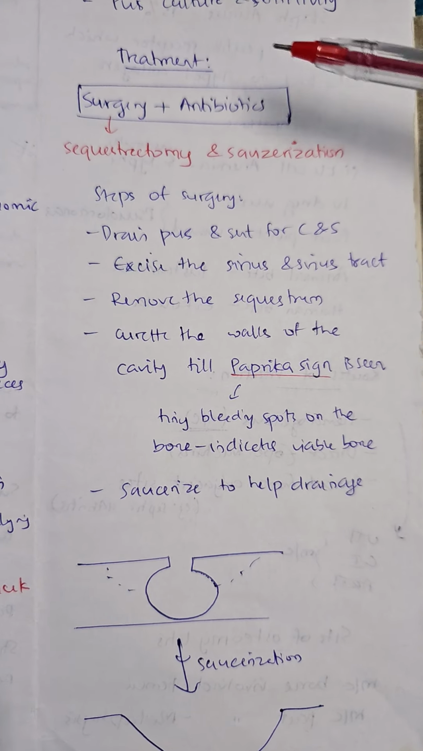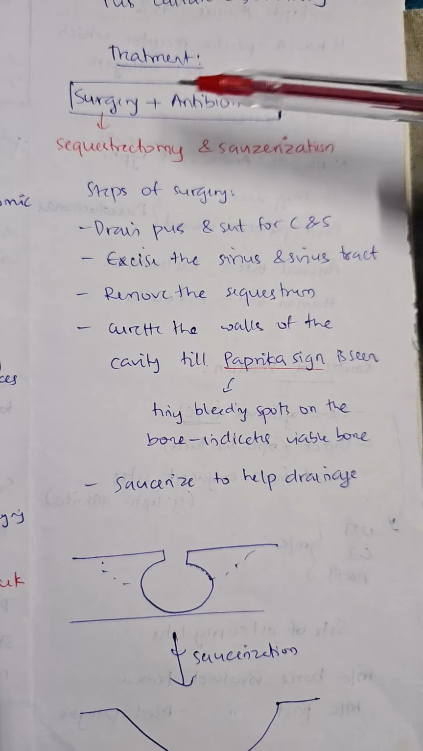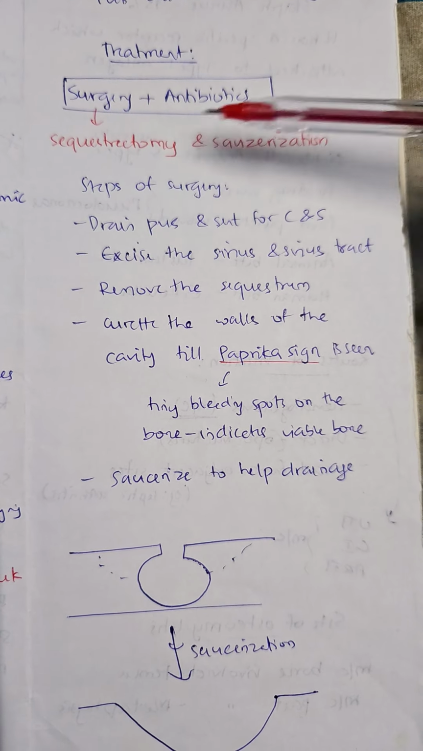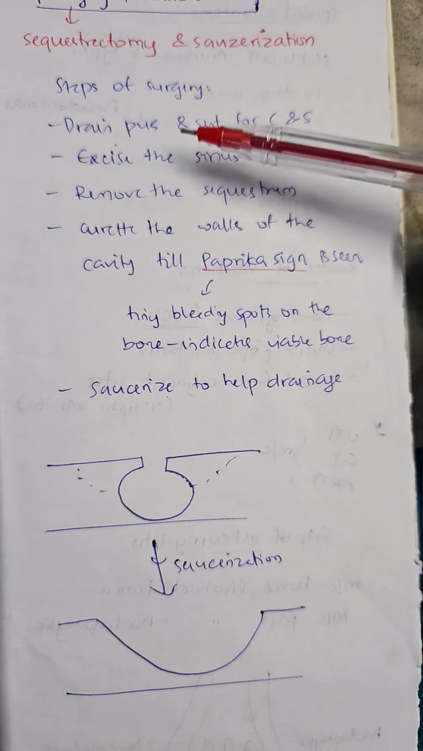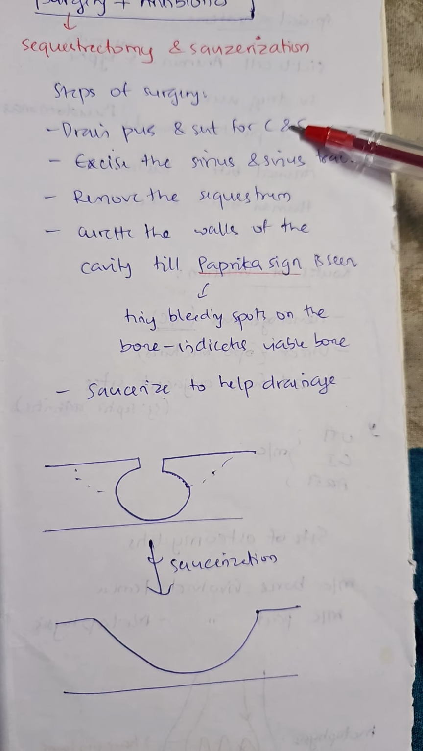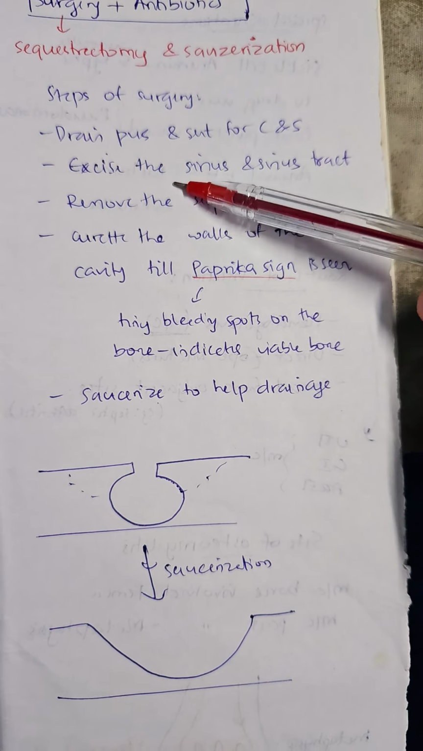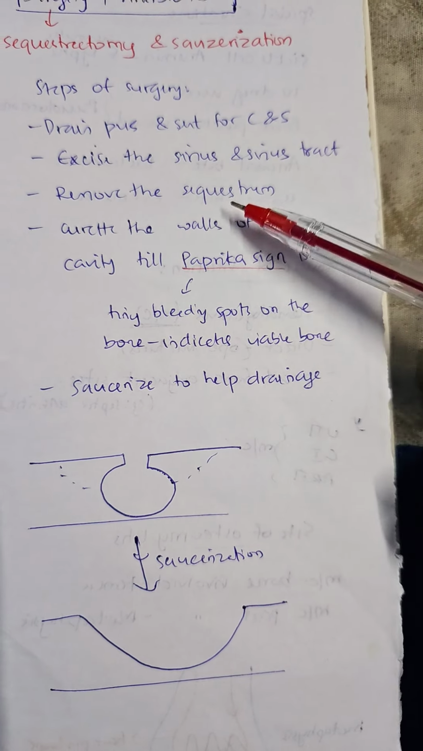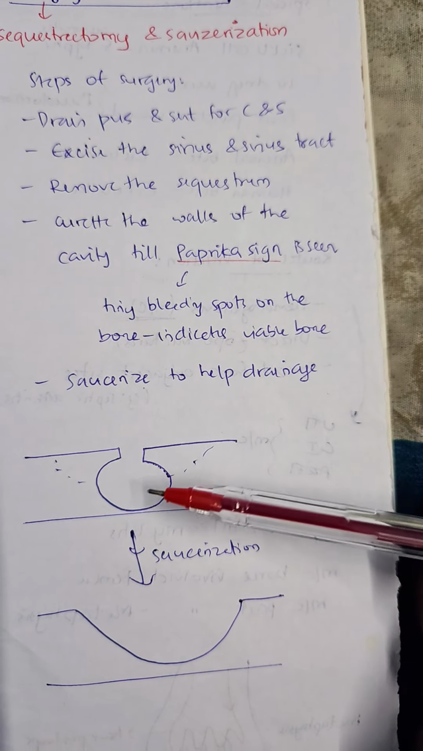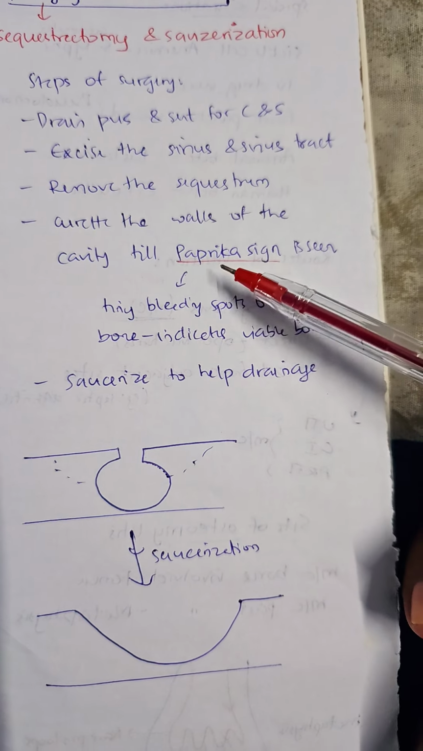So treatment includes both surgery and antibiotics. What is the surgery which is done? It is sequestrectomy and saucerization. So steps of surgery. First you have to drain the pus and send it for culture and sensitivity. Now you have to excise the sinus and sinus tract, and you have to remove the sequestrum or the dead bone. And then you have to curette the walls of this cavity till the paprika sign is seen.